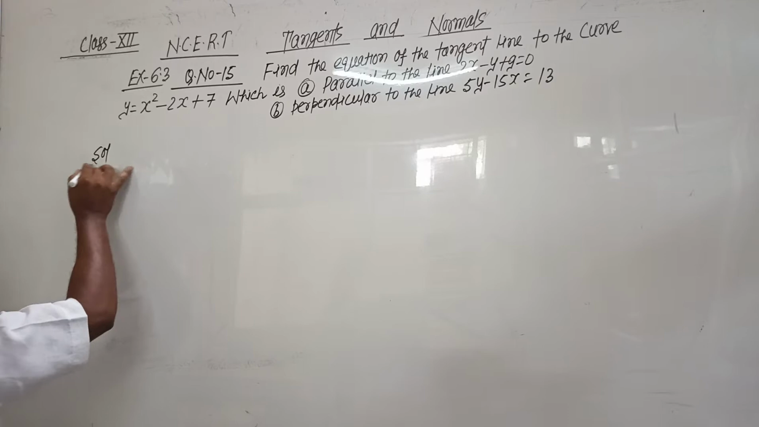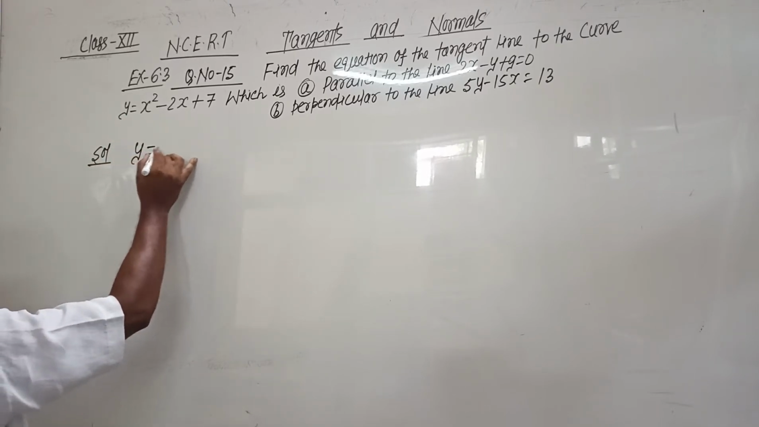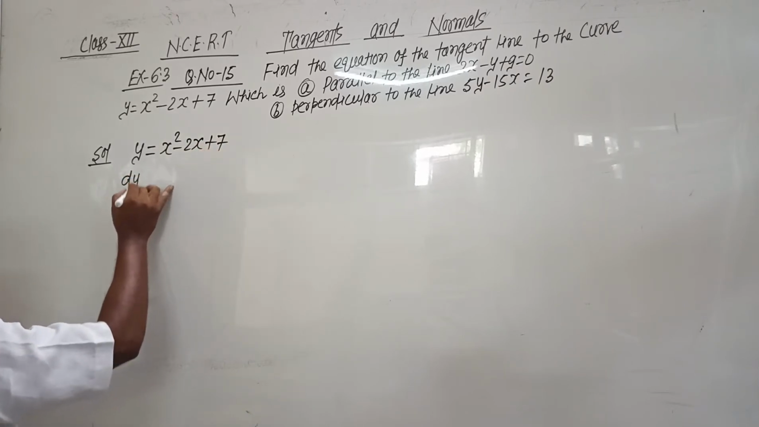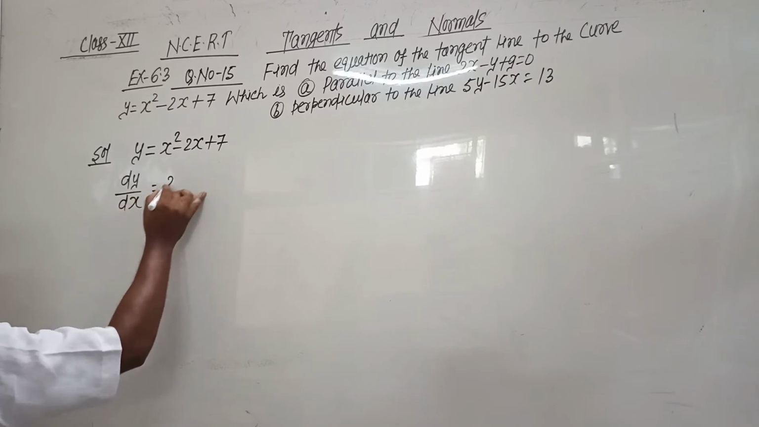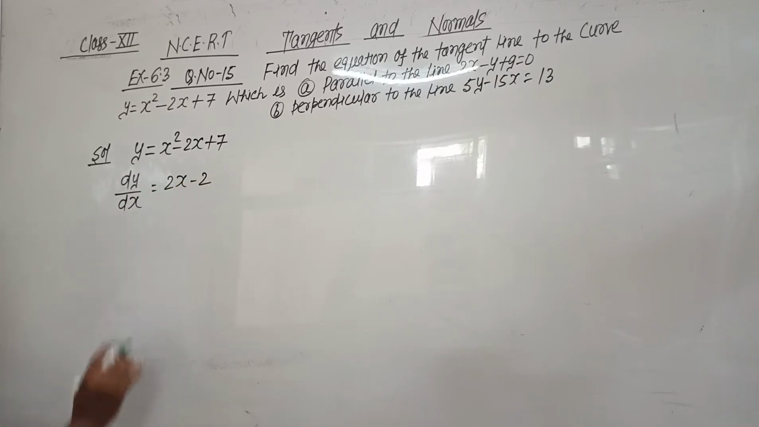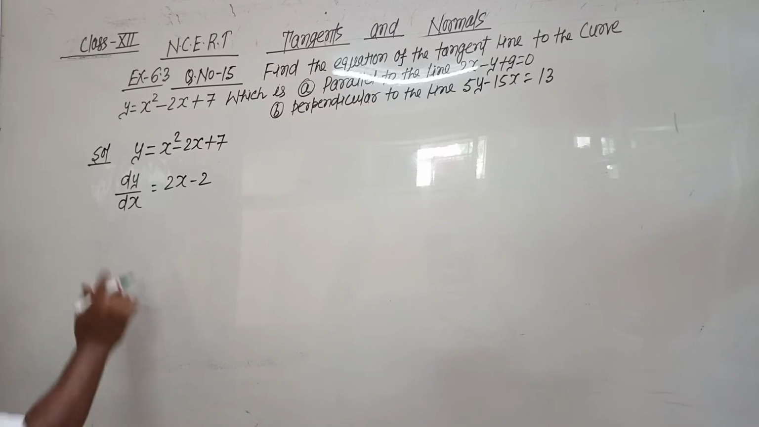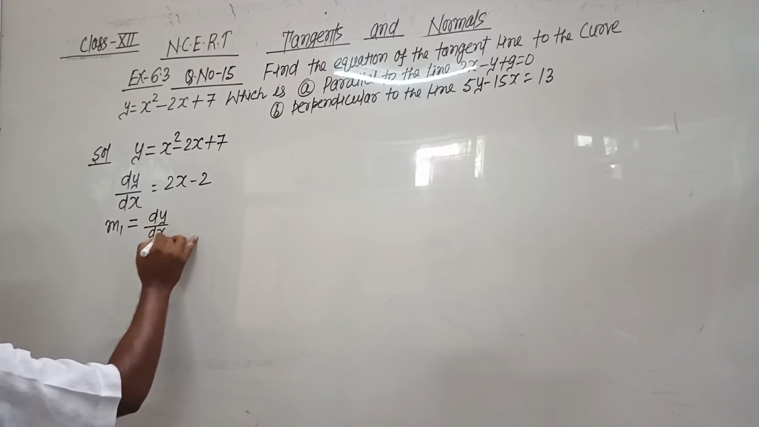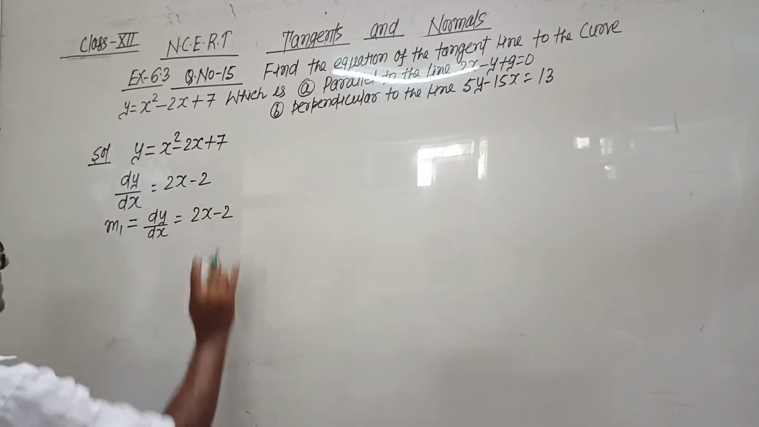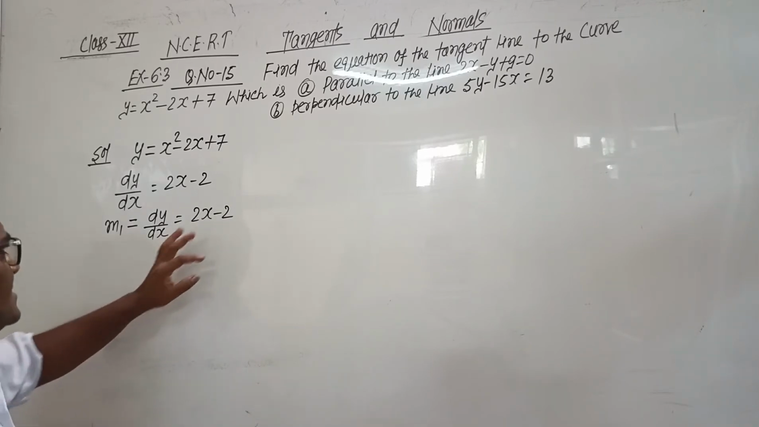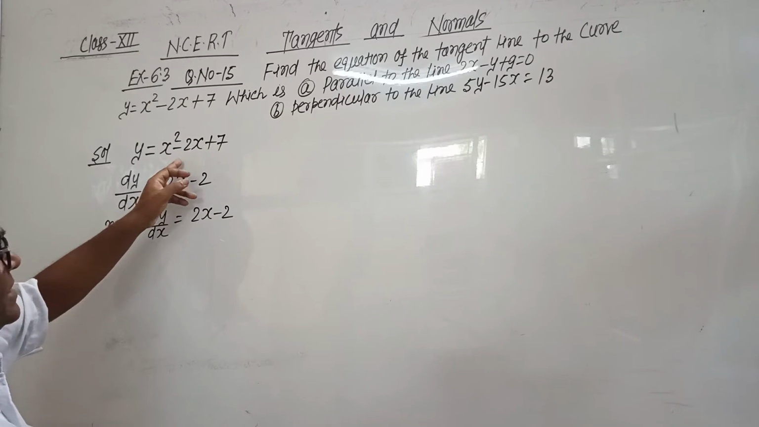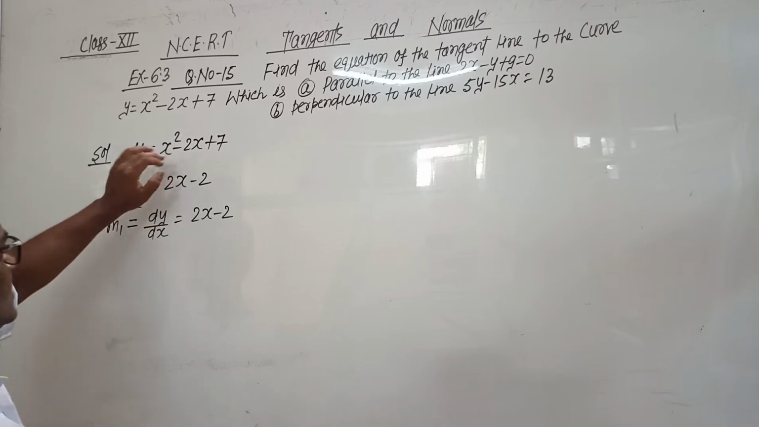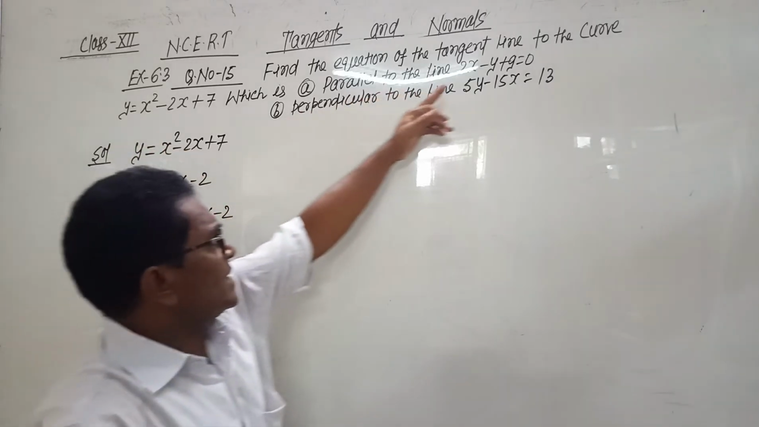Firstly, we differentiate the curve y equals x squared minus 2x plus 7. We find dy by dx. This is 2x minus 2, so we get the slope. We can write m1 equals dy by dx equals 2x minus 2. This is the tangent to the curve, which is parallel to the given line. So the tangent is parallel to this line.